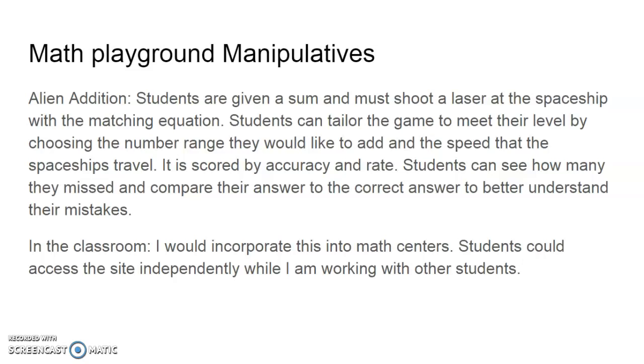The game is scored by accuracy and rate, and students can see how many they missed and compare their answer to the correct answer so that they can better understand their mistake. Afterward, it gives them a list of all of the problems that they miscalculated and then the correct answer, and they can compare. I would use this in the classroom by incorporating this into math centers. I think it's perfect for one task that students could access independently while I'm working with other students at my math rotations.